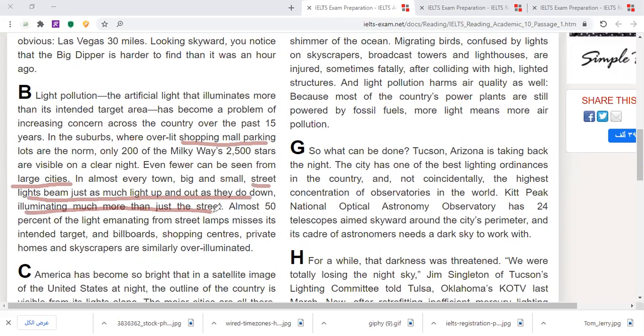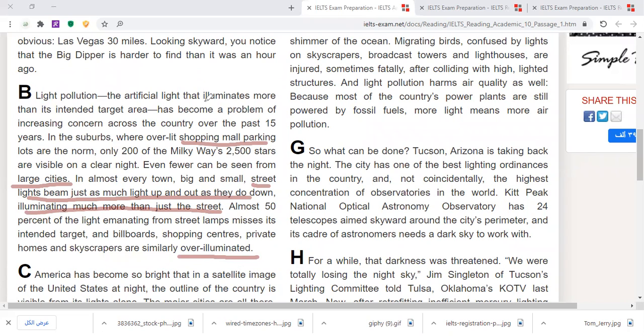Much more than just the street. What else? In the last two lines, where did you find the same idea? About the billboards, shopping centers, and private homes. Yeah, very good. And the last word that he said? Are similarly over-illuminated. Now, can you guess the meaning of over-illuminated?